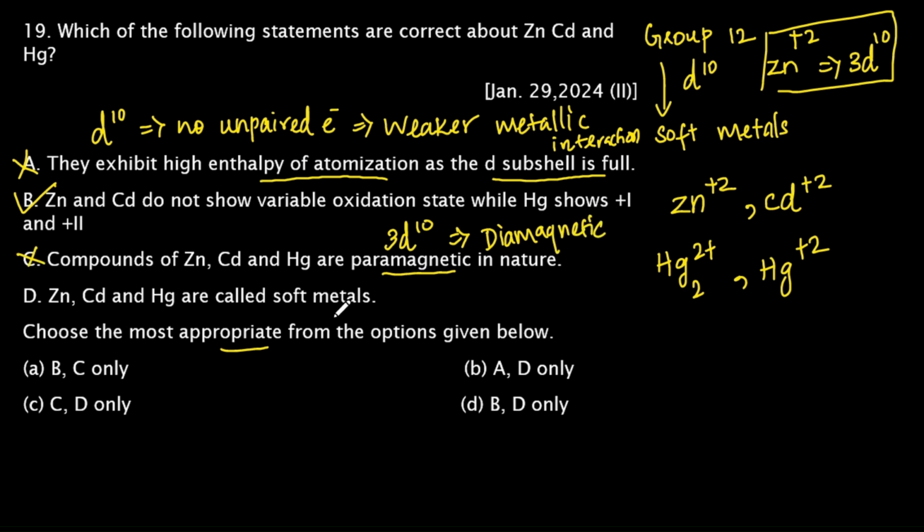Then D, zinc, cadmium, mercury are soft metals, which we already saw. So they are soft metals, while the other d block elements are hard metals. So the correct answer is B and D. So option D is correct.